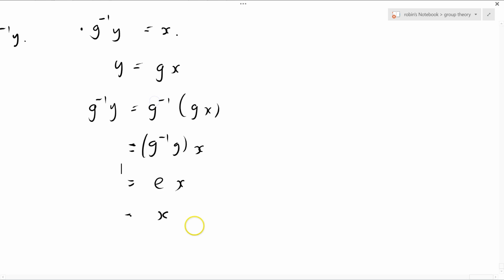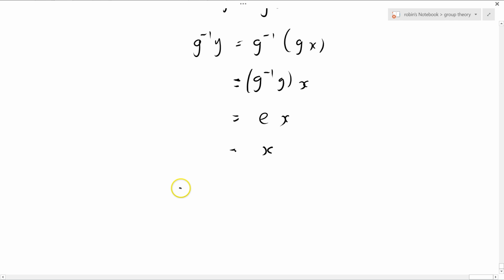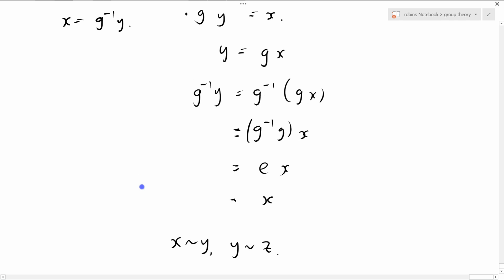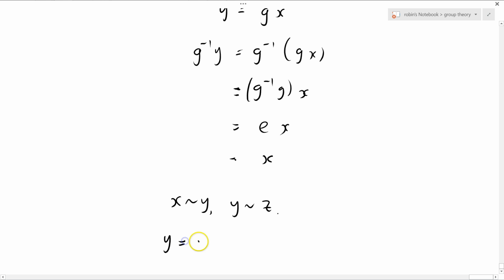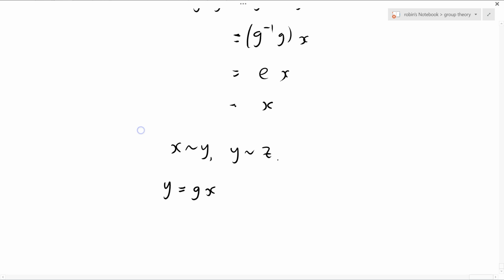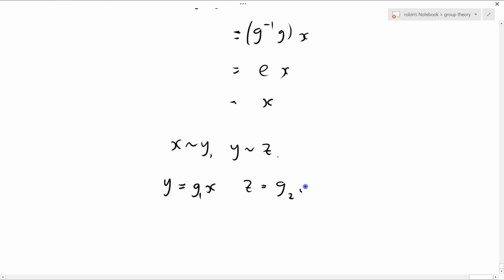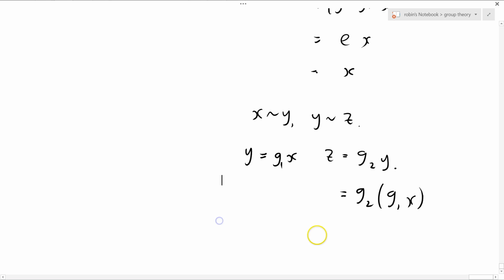What about transitivity? If x twiddles y and y twiddles z, let's have a look at that. What that means is that y equals g1 x, and that also means that z equals g2 y. So I'll just write it in: z equals g2, and y we know is g1 x, so z equals g2 g1 x. And so we've got transitivity as well.